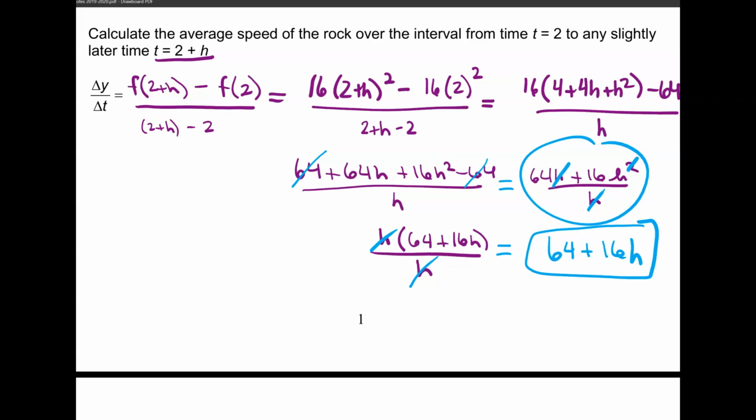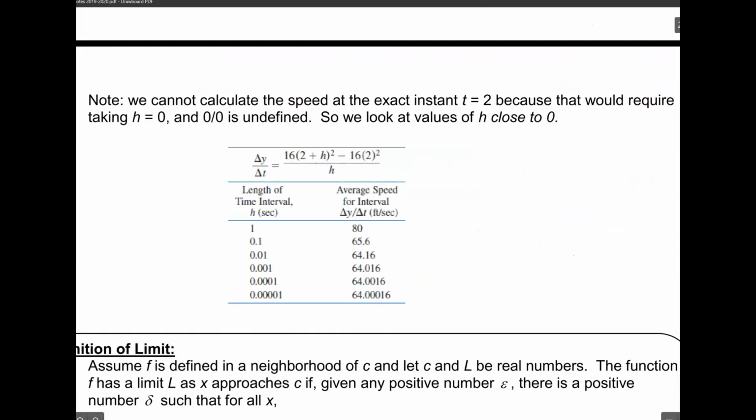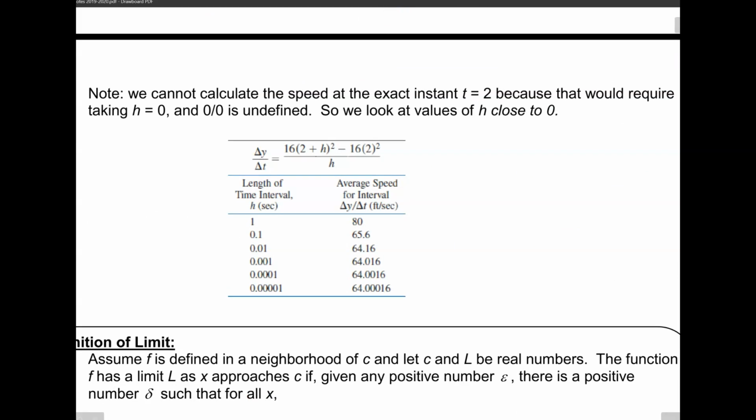If I have H be 1 second, I would find it's going to be 80. If H is 0.5, this would be 72. If I make H a quarter of a second, 1/4, I'd be at 68. So notice the smaller H gets, the closer and closer I get to 64. And I'm proving it to you right here on the top of the next page.